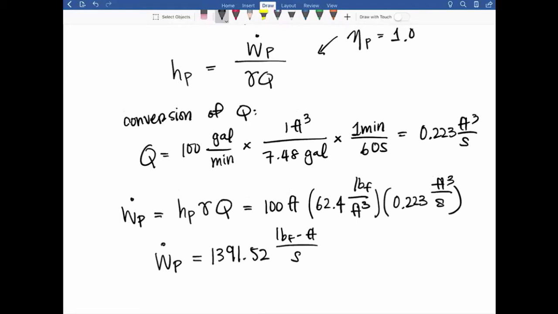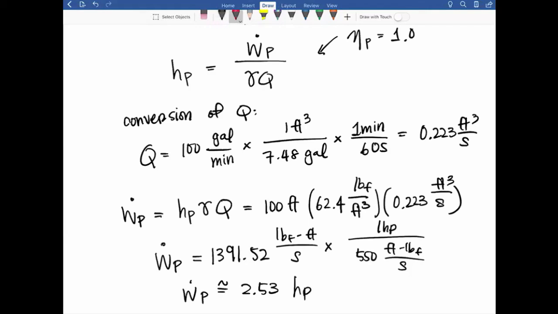Beautiful. Now, is that useful to us? No. We have to convert this to get horsepower, right? So then we're going to convert: 550 foot-pound force per second is 1 horsepower. So W dot is going to be approximately 2.53 horsepower. So that would be my answer. And according to the key, that would be value A. Okay.